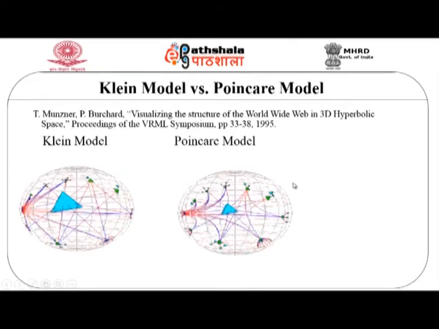So if you look at the Klein model and the Poincare model, the left hand side represents the Klein model, where you can see the edges are represented as straight lines, whereas here the edges are represented as arcs. This is taken from this particular citation.